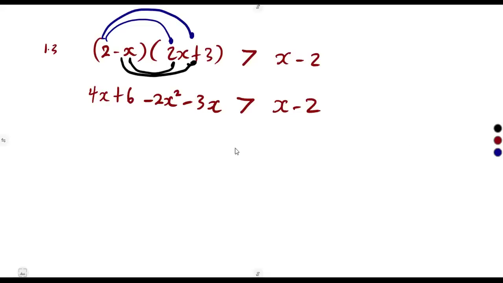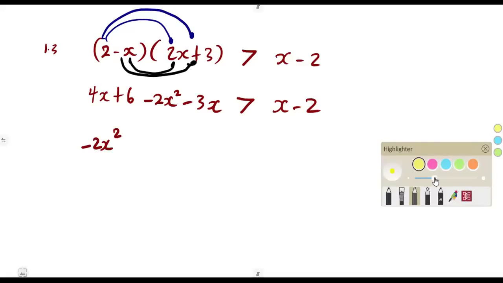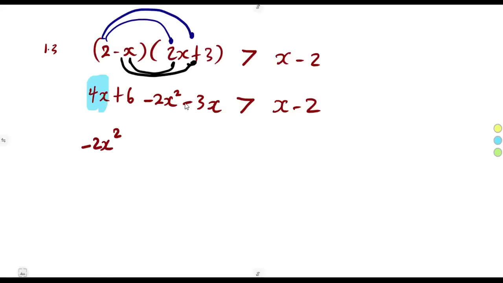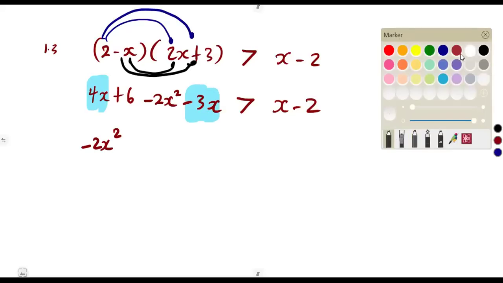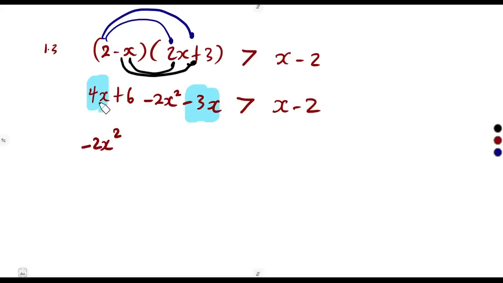Right, no problem. Let's simplify first the left-hand side and see. Do we have any like terms? We do not have for minus 2x squared, it's just going to remain as it is. But for the x terms on the left-hand side, we've got the 4x and the minus 3x. So 4 minus 3, that's 1, so it's going to be positive x. Then the 6 is not having any like term, it just remains as it is. That is greater than x minus 2.